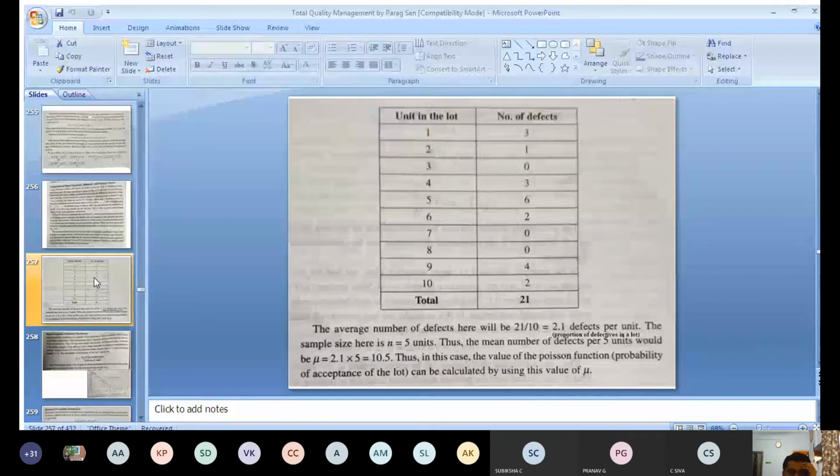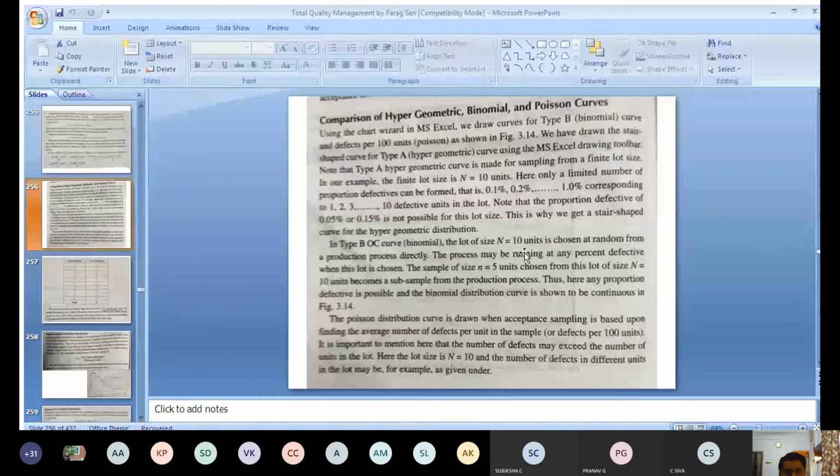Now consider the type B OC curve, which follows the binomial distribution. Here also the lot of size capital N equal to 10 units is chosen at random from a production process directly. That means it is not collected from the warehouse or store. It is collected from the production process directly. The process may be running at any percent defective when this lot is chosen.